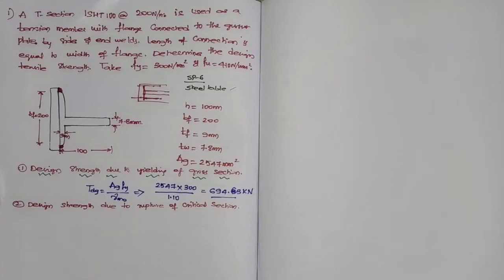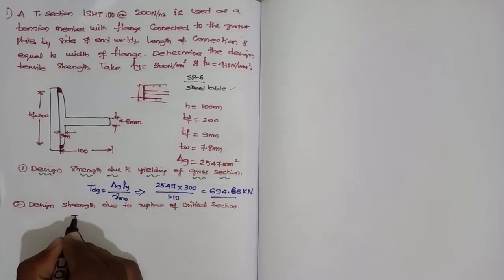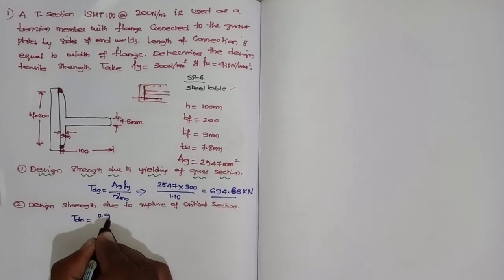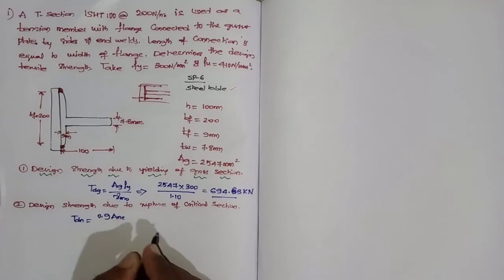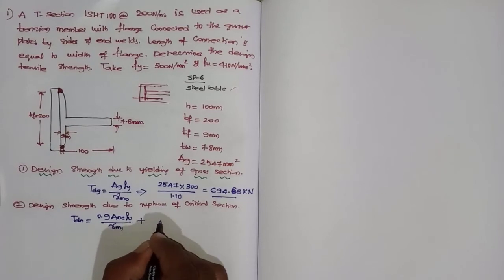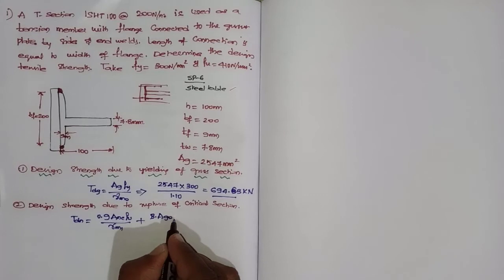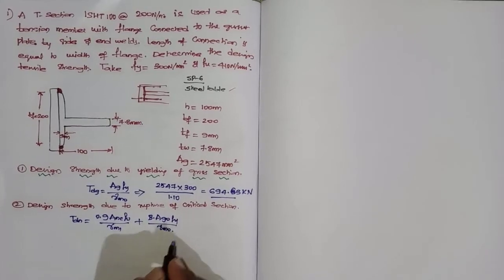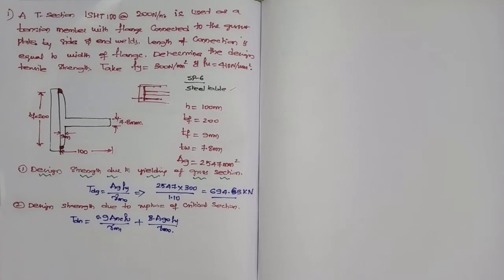Next one is design strength due to rupture of critical section. For that, Tdn equals 0.9 Anc Fu by gamma m1 plus beta into gross area of outstanding leg Ago into Fy by gamma m0, right? This is the formula.